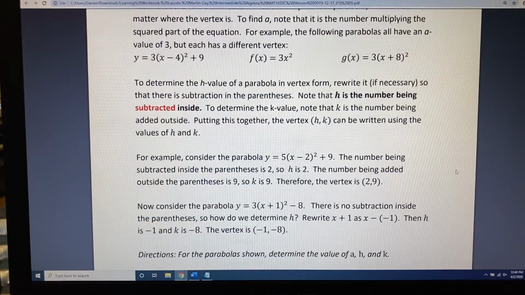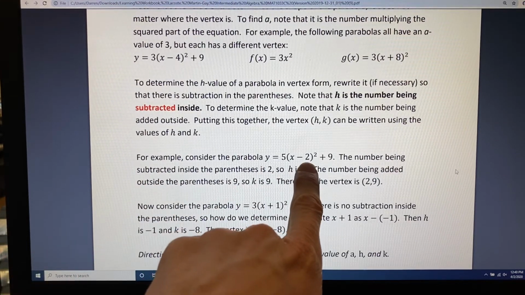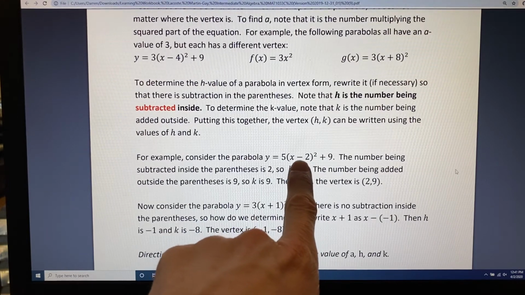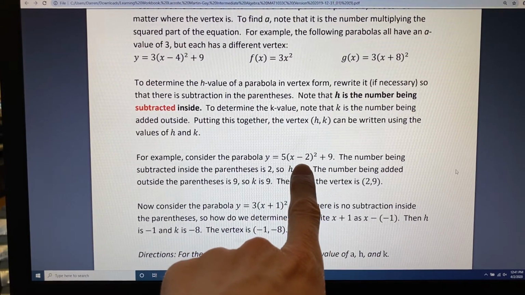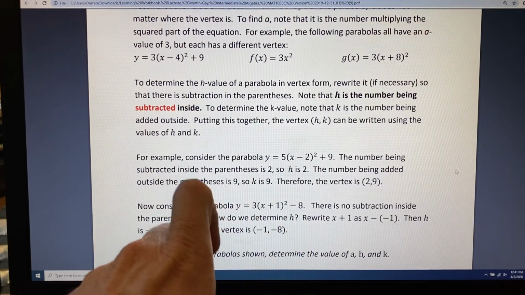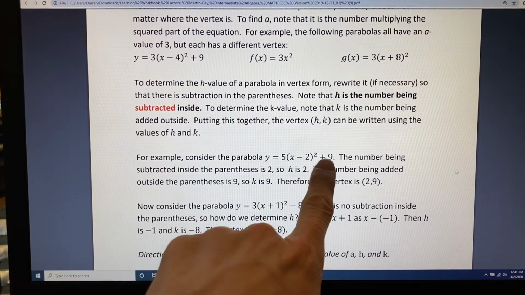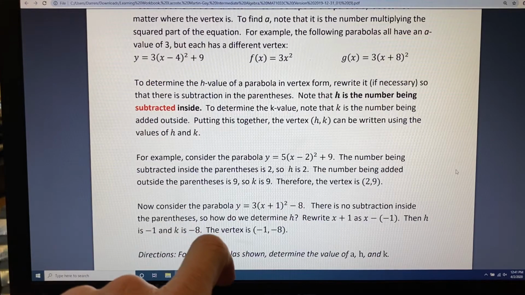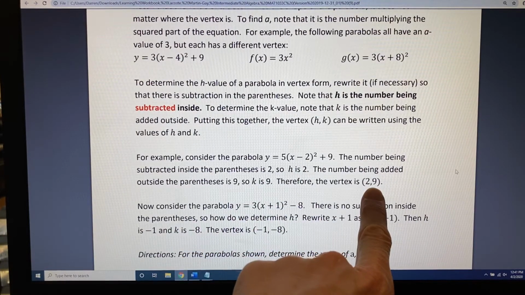Consider the parabola y equals 5(x minus 2) squared plus 9. The number being subtracted inside the parentheses is 2, not negative 2. If you pronounce this out loud, you would say x subtract 2. So what did you subtract? 2. So what is h? 2. The number being added outside the parentheses is 9, so that's k. So we have h is 2, k is 9, and therefore the vertex of the parabola is the ordered pair (2, 9).